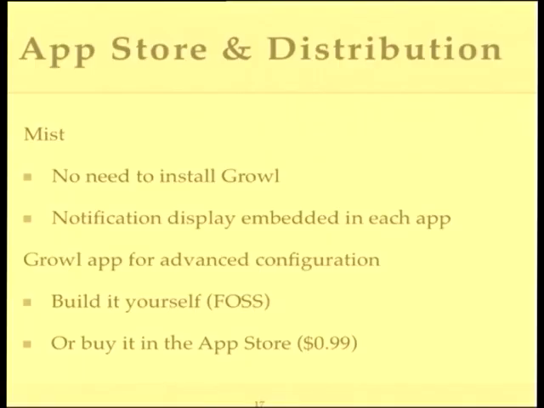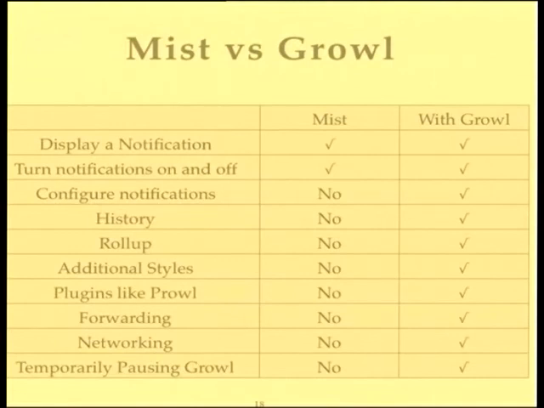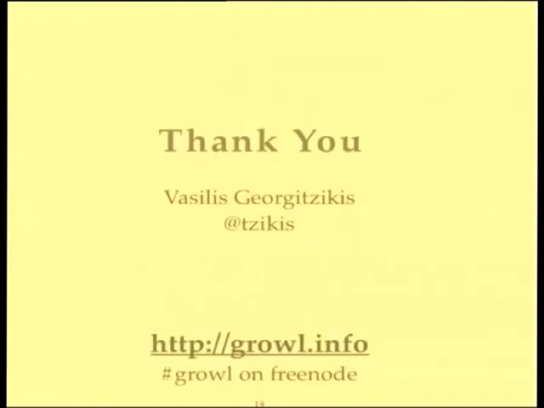But if you want to be able to configure it more and do all the nifty stuff like sending an email, making it a sticky notification, or forwarding it to the network, you have to build or buy the Growl app itself. This is a list of a comparison of Mist, which is, as I said, the application itself without Growl installed. And this is the things you can do if you install Growl. I think it's pretty obvious. And that's it. Thank you.